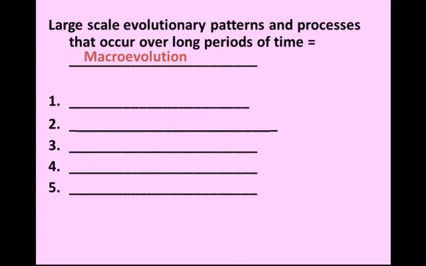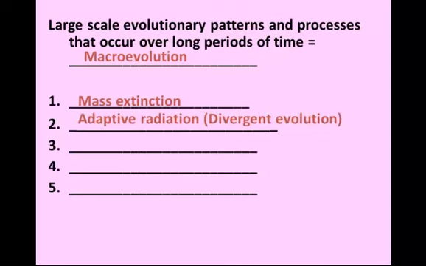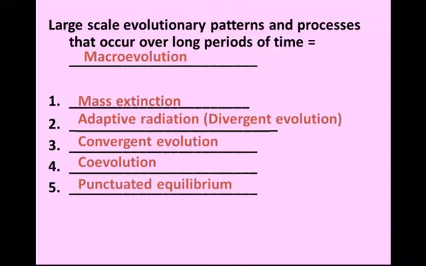And if we look at the fossil record, we can see some patterns that show some different ways that this happens. So we're going to make a list and then we'll talk about them. Number one, mass extinction. Number two, adaptive radiation, also called divergent evolution. We talked about this a little bit in our slideshow when we looked at evidence for Darwin's theory. Convergent evolution as well. Remember, converge means to come together, and we talked about that a little bit in our last slideshow. Coevolution, and something called punctuated equilibrium. All of these are patterns that we see in the fossil record. So let's talk about them a little bit.